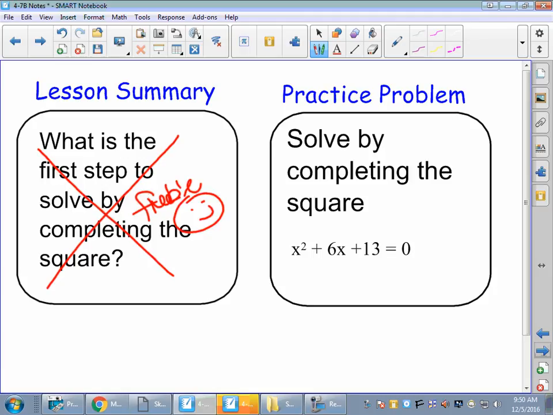And then this one we're going to do is I want you to put this in vertex form. We'll just wing it. And I want you to put that particular equation that's in standard form into vertex form. So there we go. Good luck. We'll improvise.